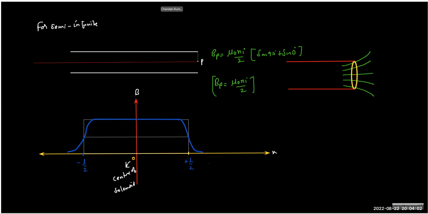This is mu naught ni and this is the mu naught ni by 2 level. And even beyond the edge, the field will diminish at a very great rate and will vanish very soon. As you move away from the edge, the field will decay very rapidly and become zero.